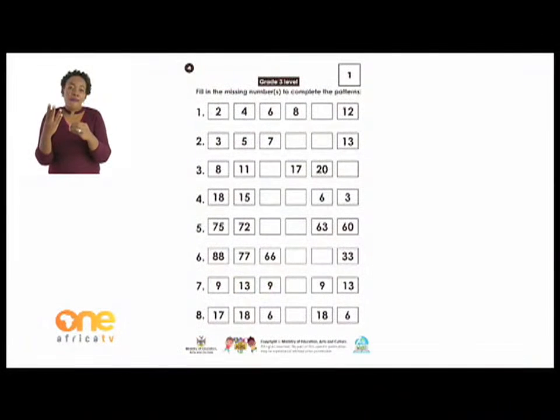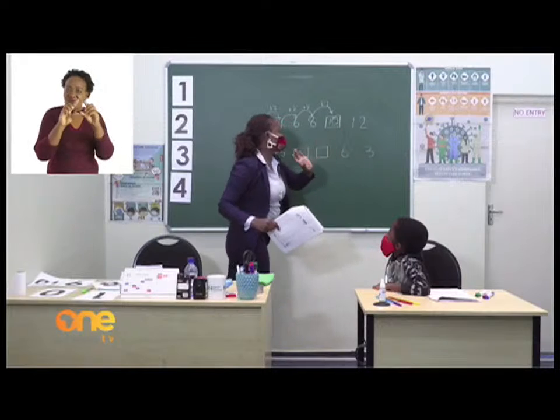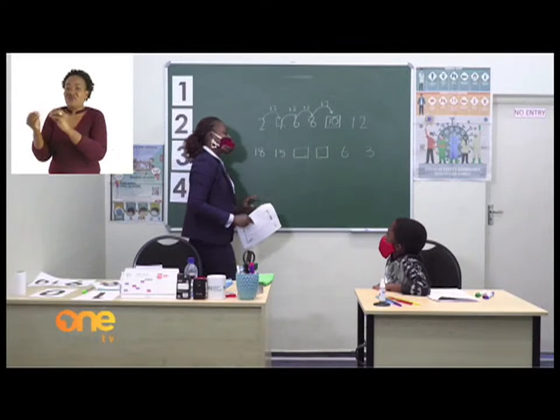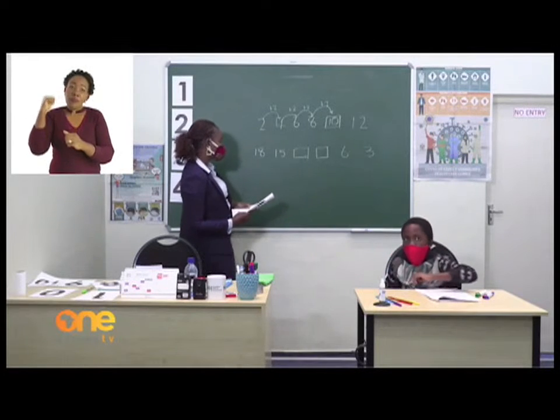We have 18, 15, we have a box, we have another box, then there's a 6 and a 3. If you look at these numbers, you can see that they are counting backwards. We must always take note of that, grade 3s.